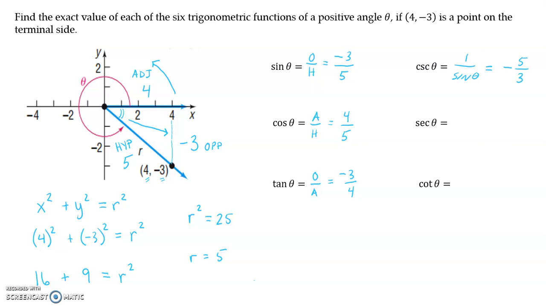For secant of theta, that's the same thing as 1 over our cosine value. So we're going to get 5/4. And for our last one, cotangent of theta, we have 1 over our tangent value, which is going to give us a negative 4/3.